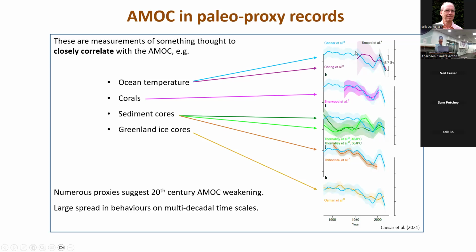And there's a fairly... many of the proxies suggest that the AMOC has weakened over the last 100 years. There's a little bit of disagreement in exactly what that pattern of variability looks like.